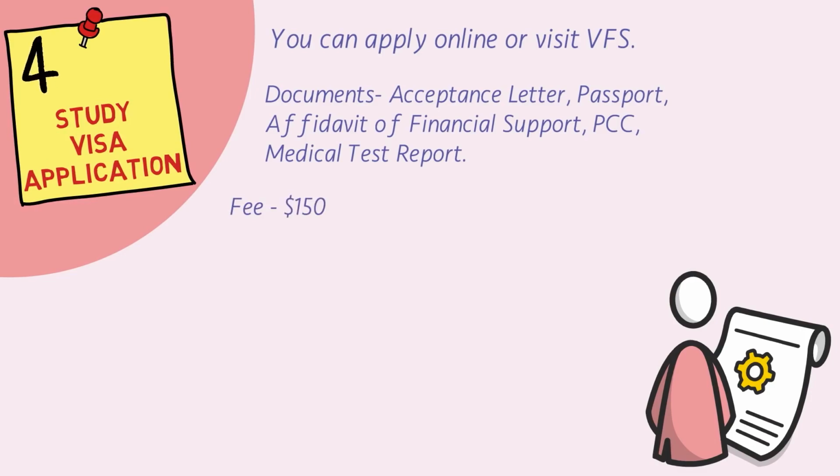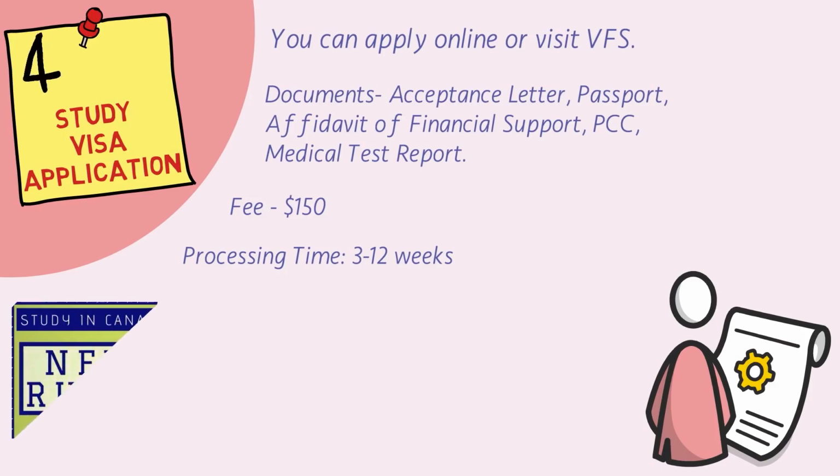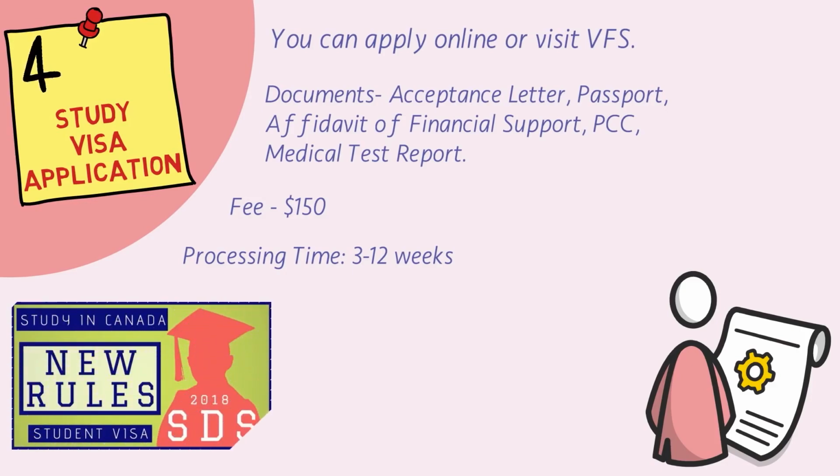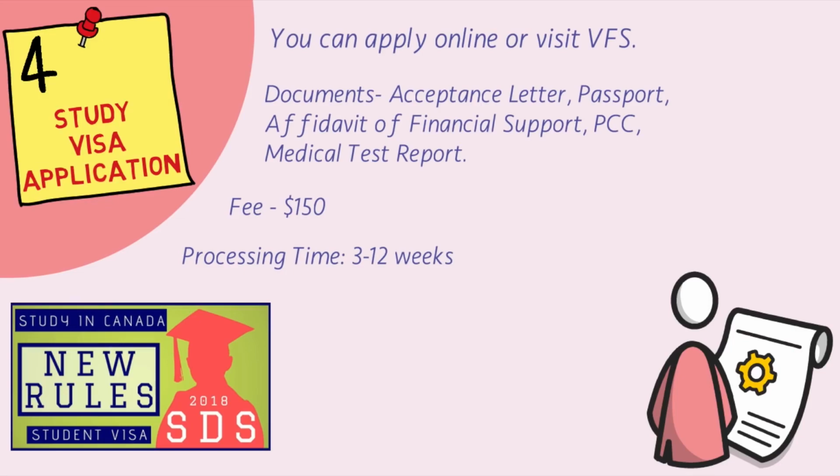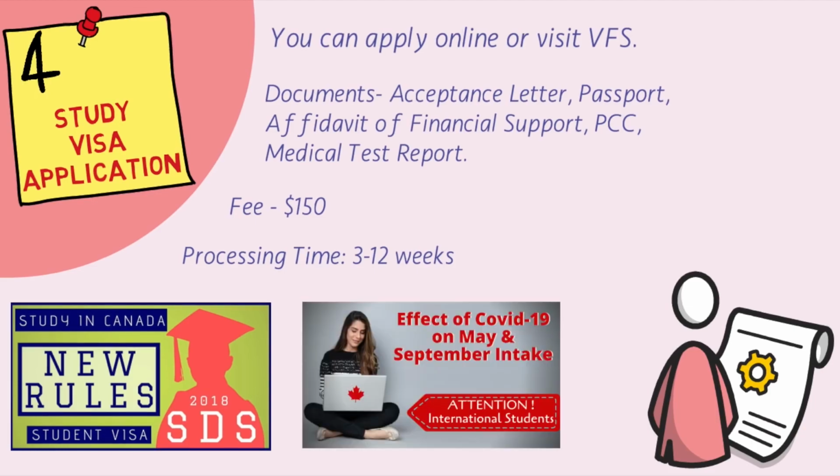However, the processing time differs a lot from one country to the other. The processing time can differ from 3 weeks to 12 weeks. Now you might say that it's a big time range. Yes, definitely it is. However, 3 weeks is for the new program which was launched in 2018. It is called SDS. If you want to know more about it, I made a separate video about it in detail. You can check it out. If you're in India, you can definitely apply through the SDS program and get your study permit in just 3 weeks' time. Also, if you want to know about the effect of the coronavirus or COVID-19 pandemic, you can find the link of that video in the description box below.